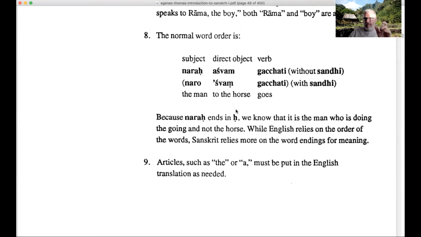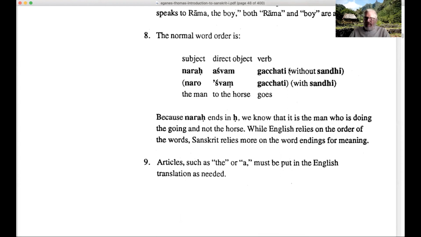Ashvam is accusative singular, and gachati is the verb. The verb agrees with the subject. Narah gachati means the man goes, he goes. The man, he goes. Where does he go? He goes to the horse, right? Ashvam, which is in the object case, or accusative singular.